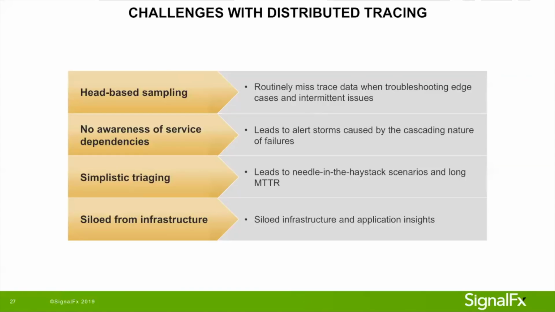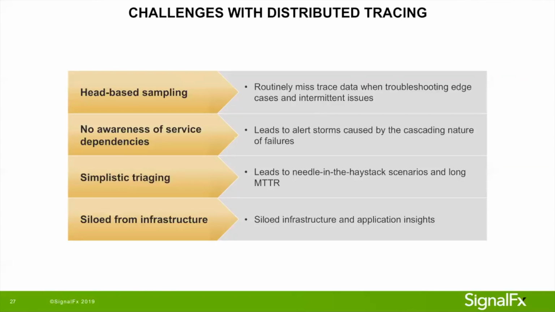The next one is alert fatigue. A monitoring system that considers its input signals in isolation with no knowledge of the relationship between services will typically lead to alert storms caused by the cascading nature of failures in distributed systems. Triaging and root cause isolation are the top priorities in incident response. You need to make sure that your tracing solution actively helps you reach those goals instead of making them harder, leaving you in needle in the haystack scenarios that prolong your MTTR.